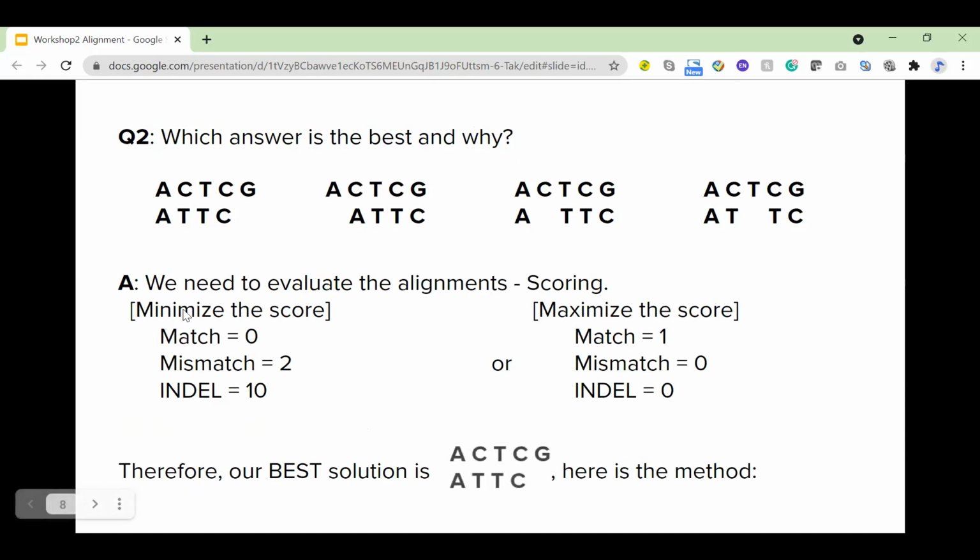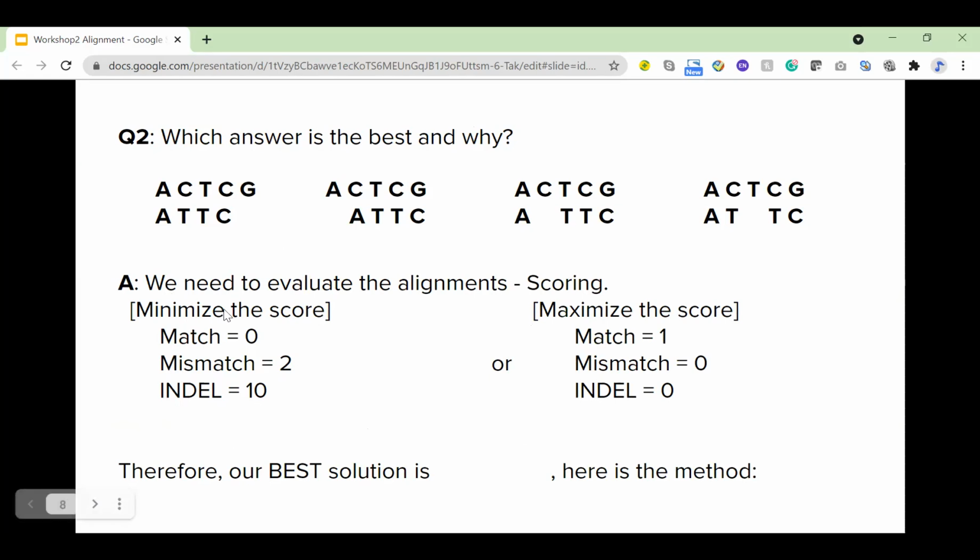Here, we provide you two different scoring systems. Remember, we have those three scenarios: match, mismatch, and indel. You can assign different numerical values to them. Like in the first situation on the left, we say match is 0, mismatch is 2, and indel is 10.